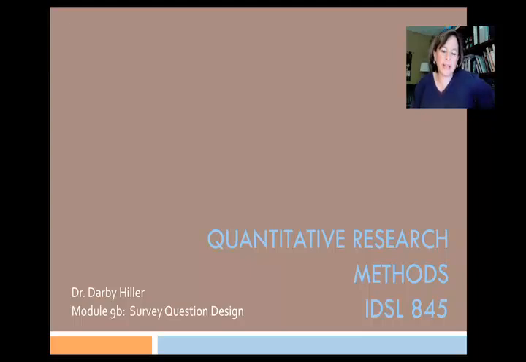Okay, so one of the next steps in our survey data collection method is to actually design the instrument. So now we're going to talk about how to design questions for a survey, or at least what are some different ways you can do that, and what are some other things to think about in survey research.